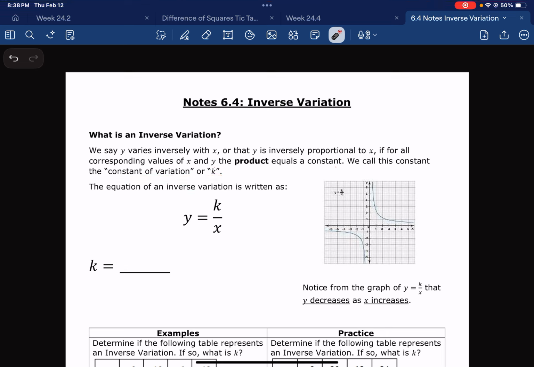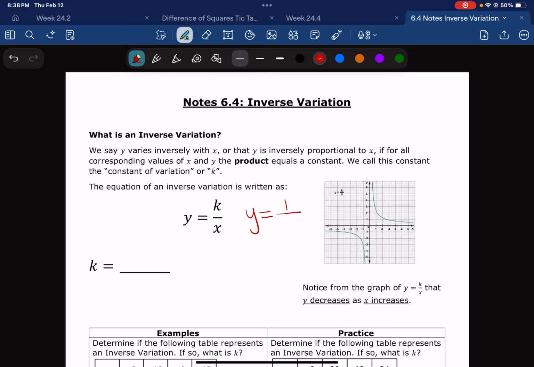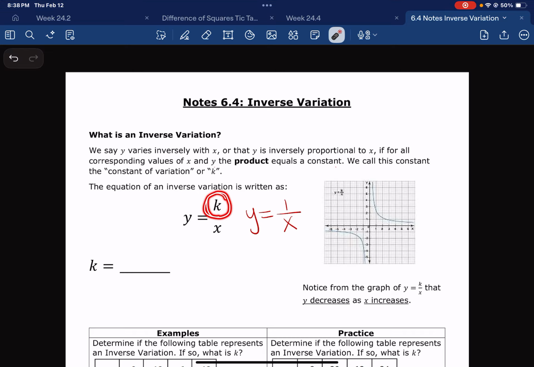So we've got this equation right here for inverse variation. It's just y equals k over x, and this is always the format that it's going to be in. Remember that our parent rational function was just y equals 1 over x. So when we do these problems today with inverse variation, we're going to be solving for different values of k. So we're not only going to have the number 1 here in our numerator, it'll be a lot of different values.